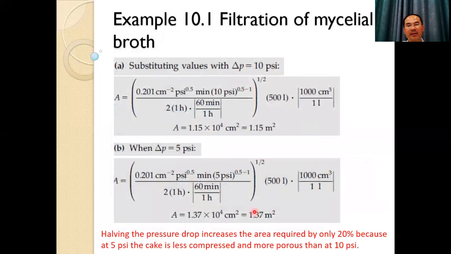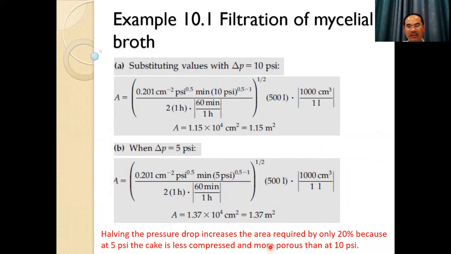The first question is for delta P equal to 10 psi. You substitute delta P, you substitute mu alpha c, you substitute time and V, and also you use the unit conversion. You get A equal to 1.15 square meter. This is for 10 psi. And another question is for 5 psi. The same equation, you only substitute 5 psi, and other terms are the same. You get 1.37 square meter.